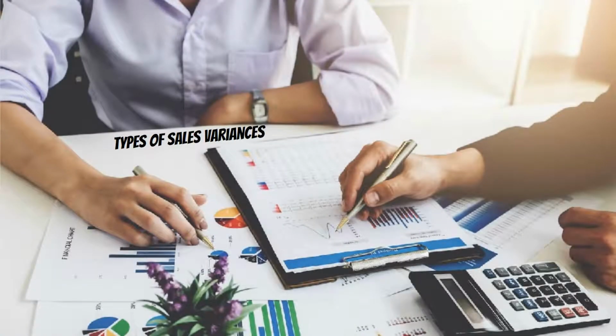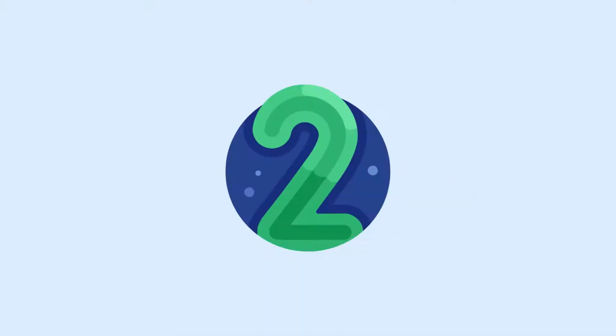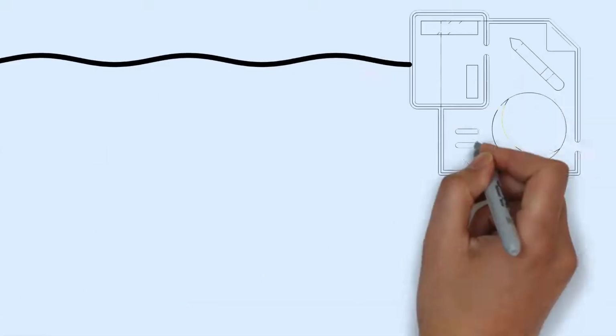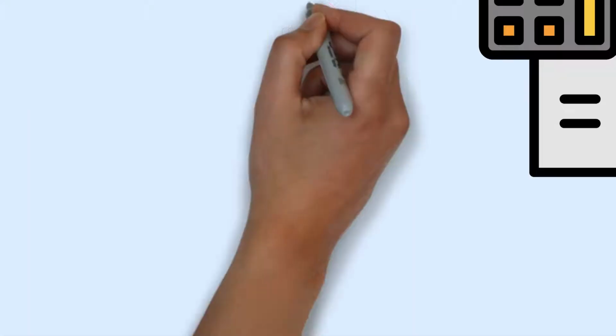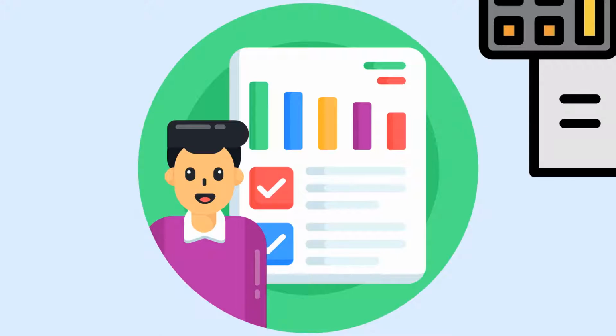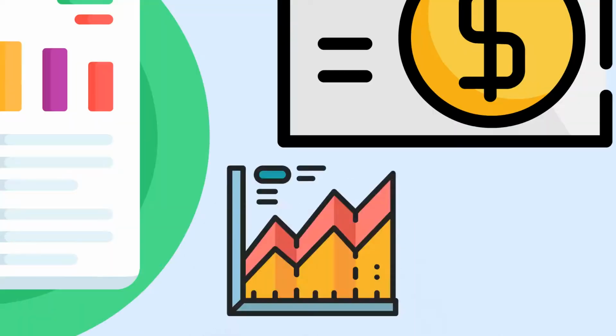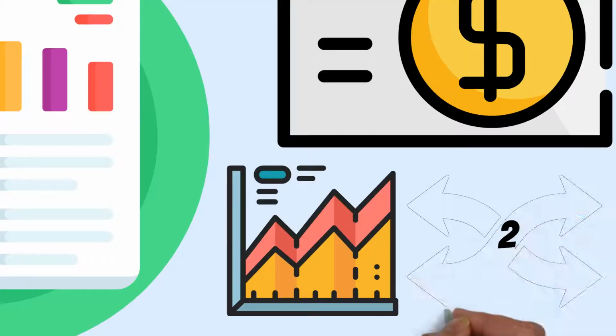Types of sales variances. There are two types of sales variances. A. Flexible budget variance. B. Sales volume variance. Sales volume variance is further broken down into two categories. Number 1. Quantity variance, and number 2. Mix variance.